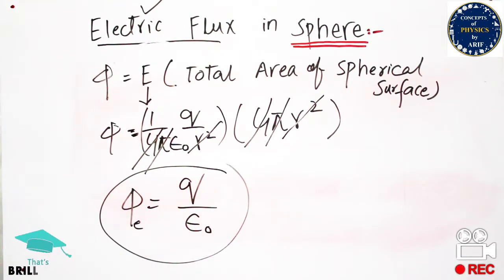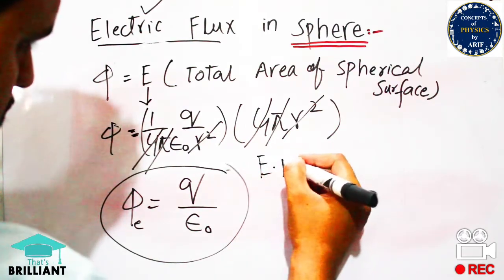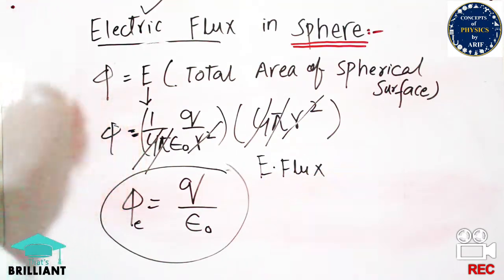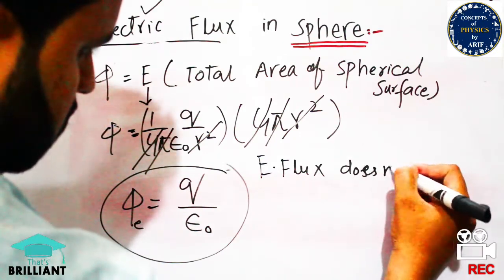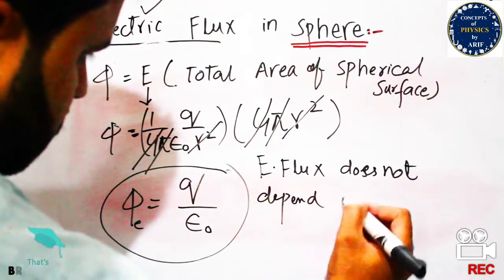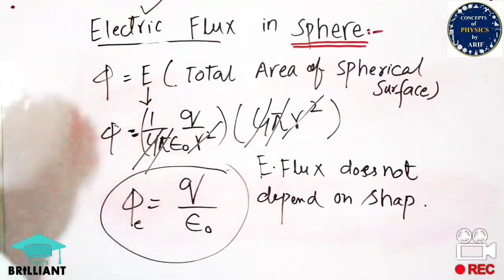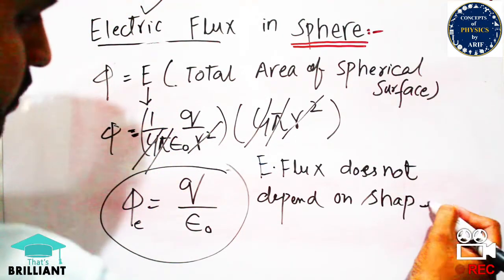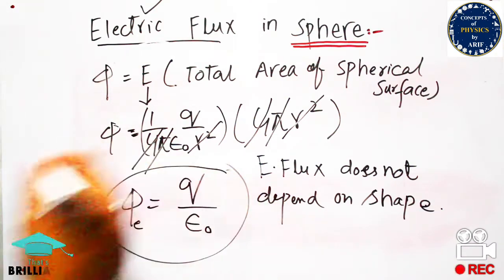Phi E is known as the electric flux of that region. So the electric flux through the spherical surface is equal to q over epsilon naught, which does not depend upon the shape of the region. If the shape is spherical, or square, or rectangular, or ellipsoid, or parabolic, the total flux of that region will be the same, which will be q over epsilon naught.